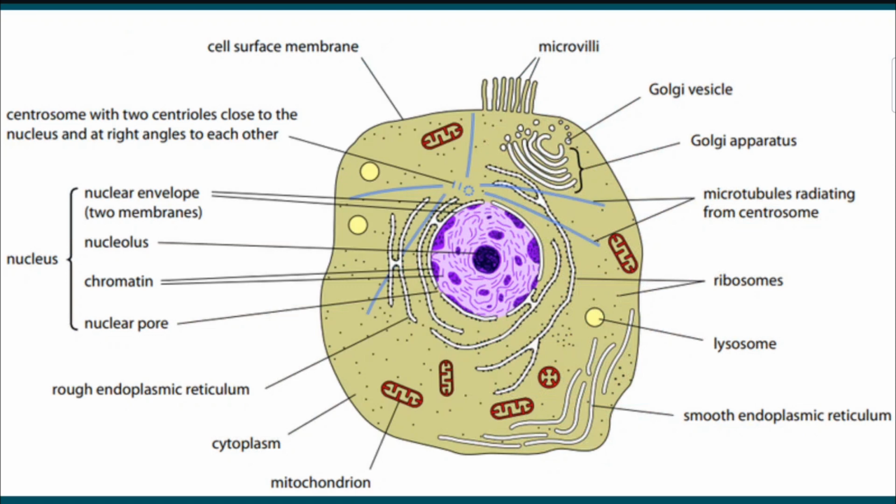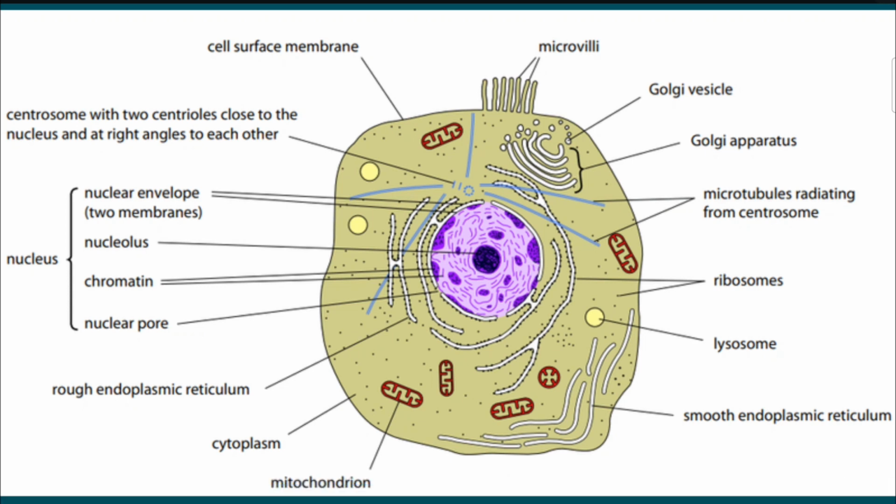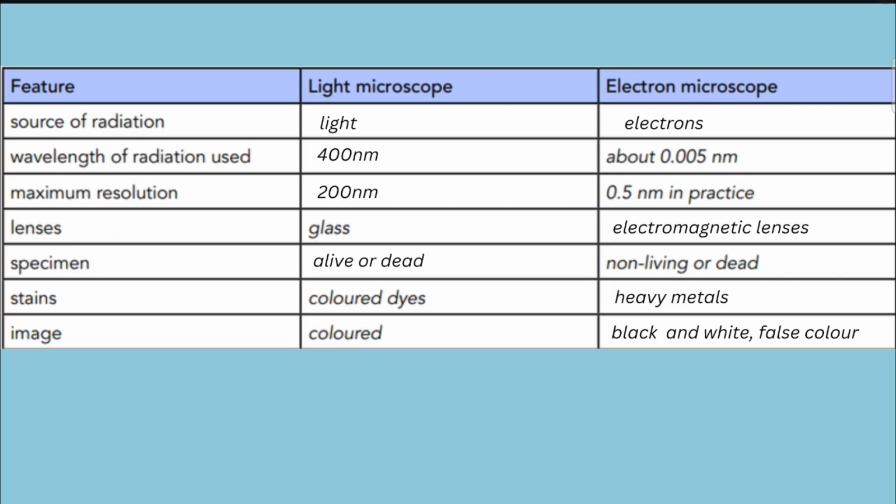Alright, this is a drawing of what you would see under the electron microscope. Again, you can see the rough endoplasmic reticulum so well. You can see the ribosomes stuck to the RER. You can see the smooth endoplasmic reticulum here. You can see the internal structures of the mitochondria as well. You can see the microvilli, the cell surface membrane, everything. You can see the internal structure of the nucleus also very well. Now we move on to differences between light and electron microscope.